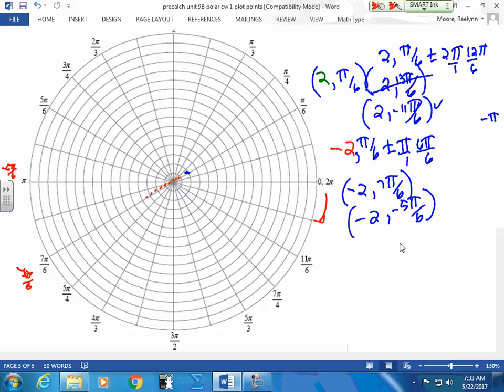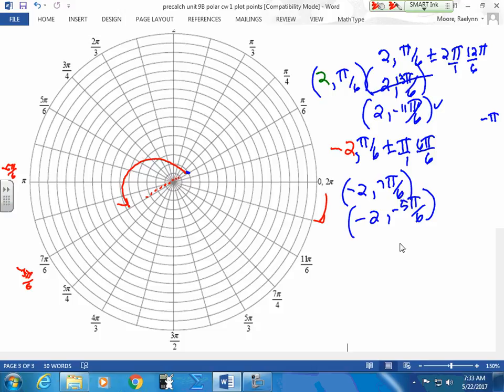Negative 5 pi over 6, because the negative comes this way. So 7 pi over 6 makes perfect sense, because watch. We come straight through here. I'm just going to draw an angle here. We come straight through here, 180 away, right? So 180 away says you should be on this line, 7 pi over 6. You should be at my radius 2.